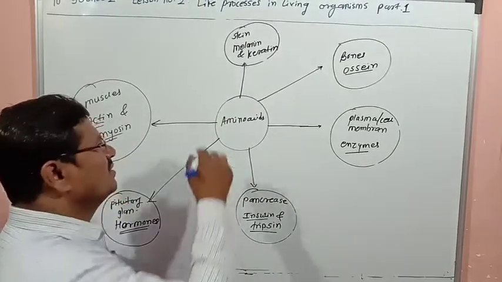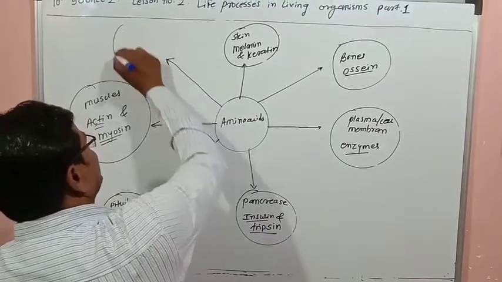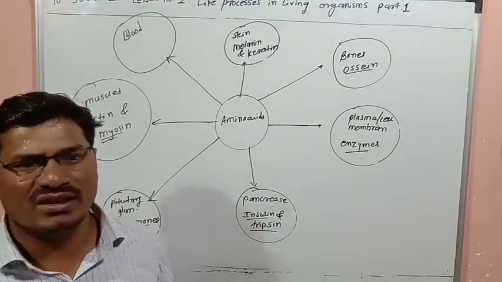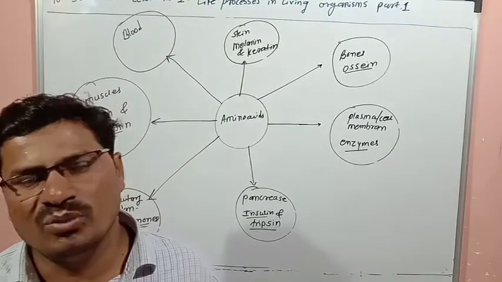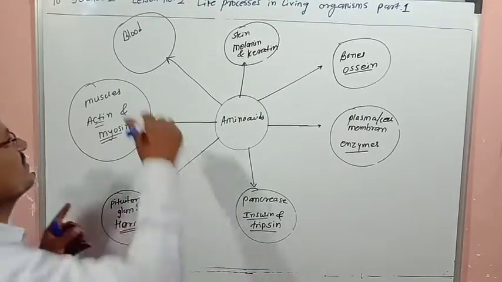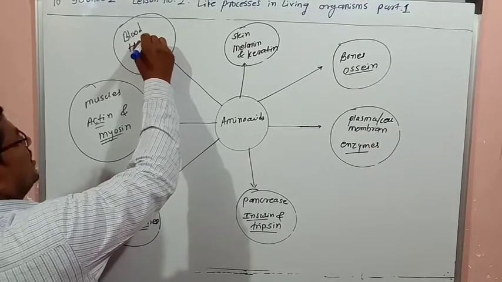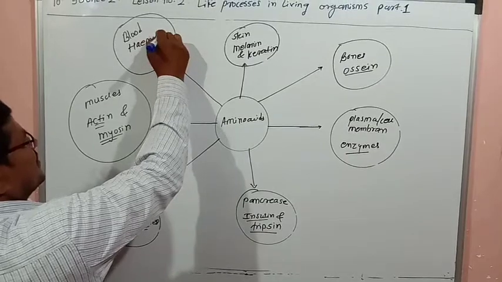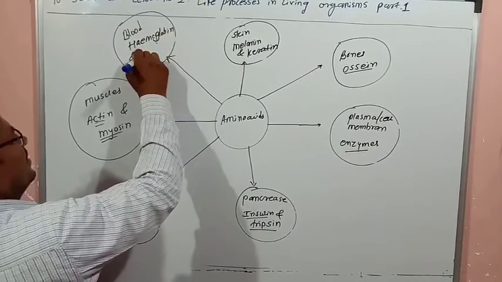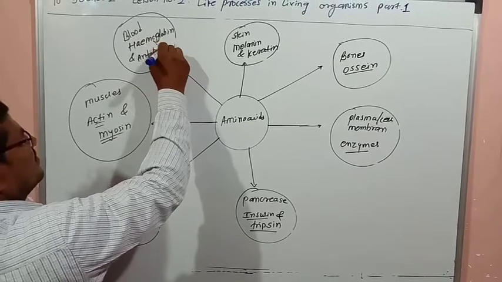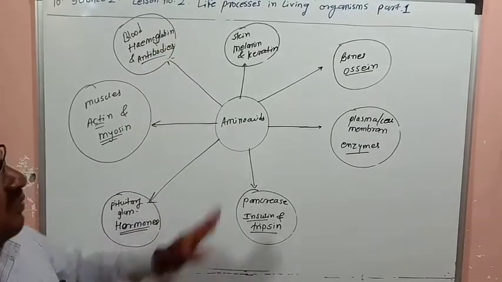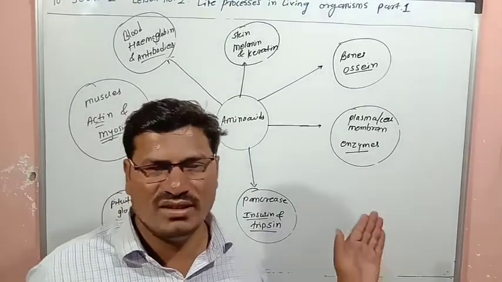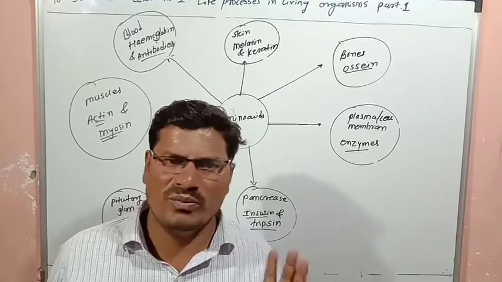And the last one is blood. In the blood, two proteins are there: hemoglobin and antibodies. So from amino acids, different kinds of proteins are produced, and these different kinds of proteins are necessary for body functions or life processes.